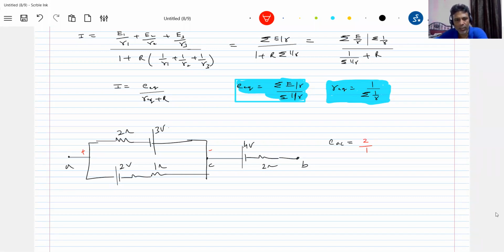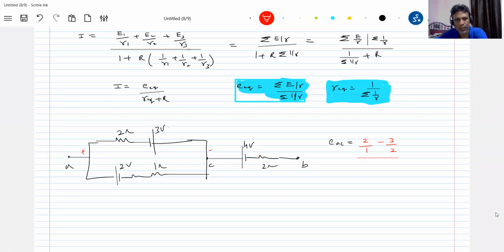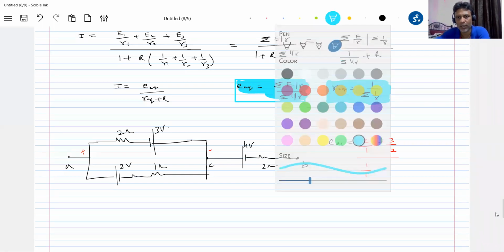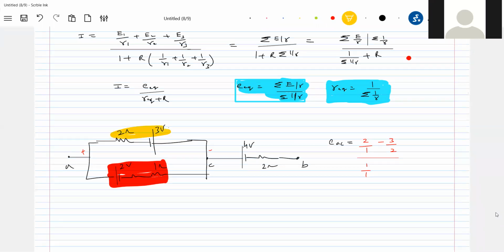Then look at the 3 volt cell. Negative terminal connected, no? So this should be minus of 3/2 by summation of 1/R. So 1/1, I'll do one thing. I'll give colors for them. Some of you are confused. With those respective colors, I'll write it down, so at least it'll be easy for you to follow.